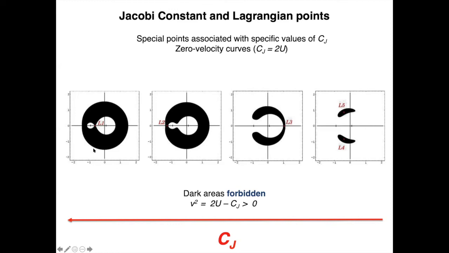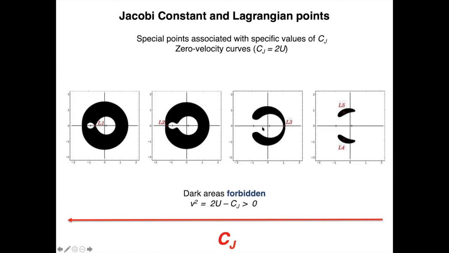Notice that this also defines some special points. These are the Lagrangian points. As you decrease the value of the Jacobi constant, you are allowed more regions for motion. This is the first value of the Jacobi constant at which the L1 point is allowed for motion, so the particle can finally cross between these two areas. As you decrease further, you find the point L2 where the particle is allowed to escape. You no longer have this bounded forbidden region.